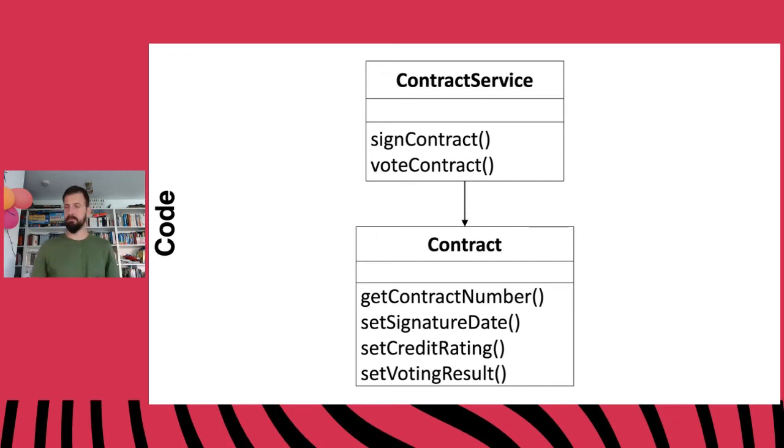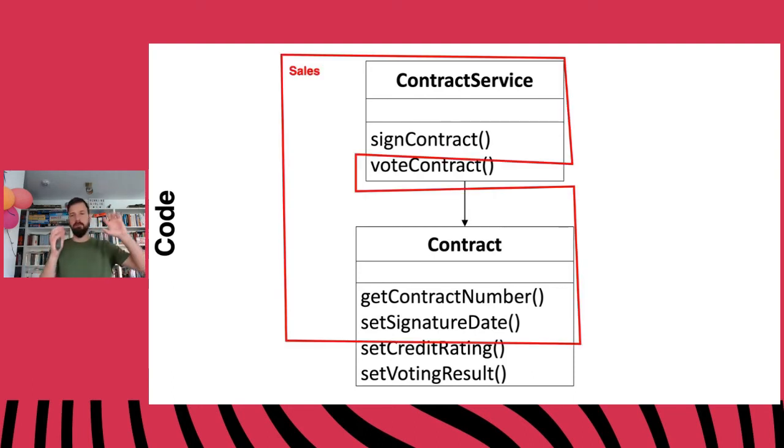On the other hand, what is maybe kind of nice is that we can see, well, here, sign contract, vote contract, those are names from the domain. That is something that we found in our analysis of the domain already. And when we apply the boundaries that we found to this code, we will find something like this. So in sales, we will need a class contract service and a class contract, and we will need the sign contract logic in the contract service. And in the class contract, we will use the contract number and the signature date. But there's also a lot of stuff that we do not need. The vote contract method, credit rating, voting result, we don't need that.